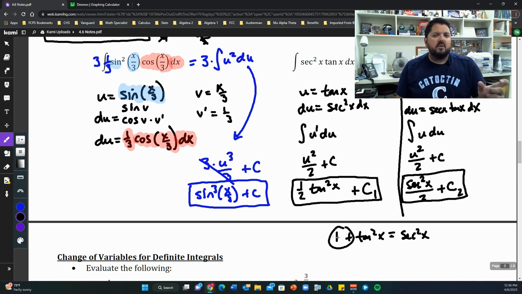Figure out what you think the u is, see what you would need for du, and then try it that way. If it fails, we go back and try something else. These problems aren't impossible. They're just going to take a little bit of work, and it might take several attempts to figure out what the right setup is.